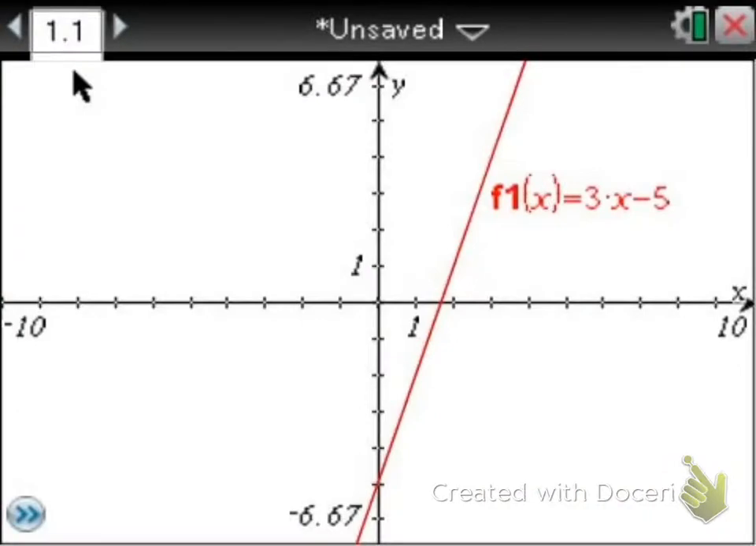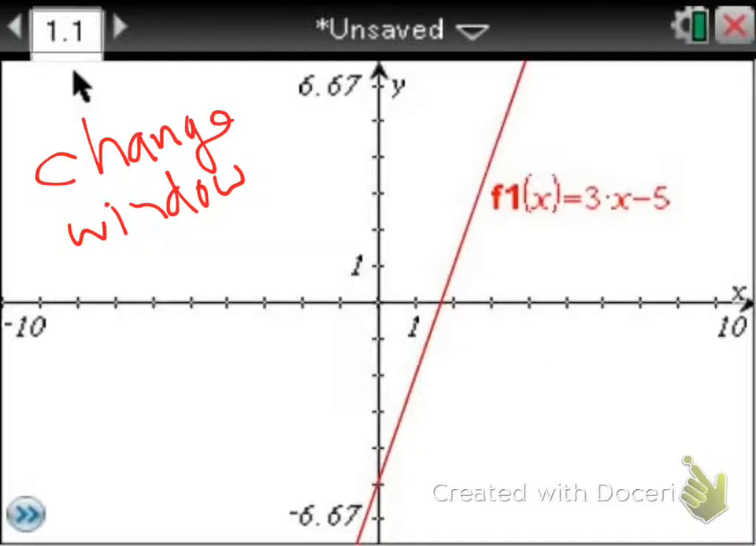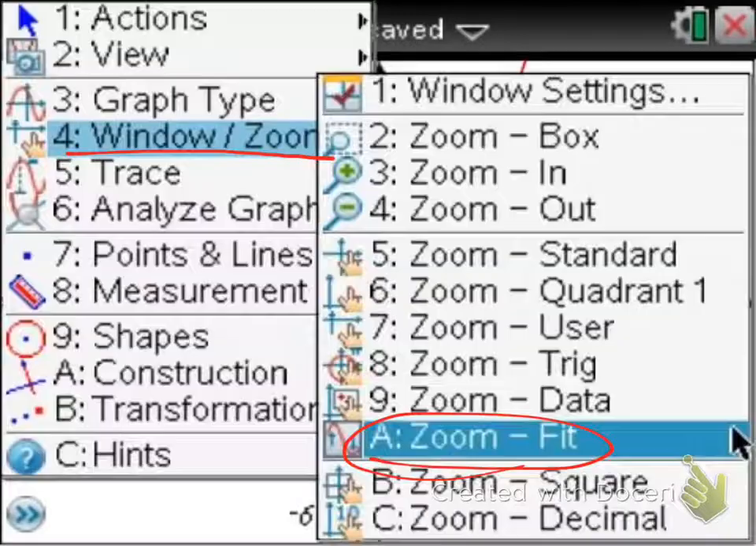Basically, you want to change the window. So the next step is change window. And like I said, you do that by going to Window Zoom, Zoom Fit. Once you do that, it's going to show both equations. I forgot to screenshot what the window does when you change it, but just know that you can.